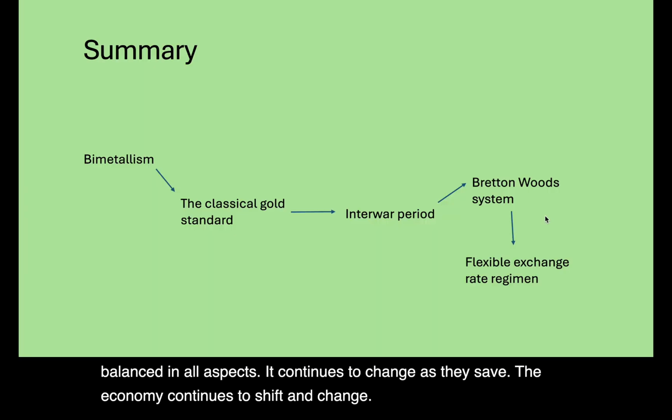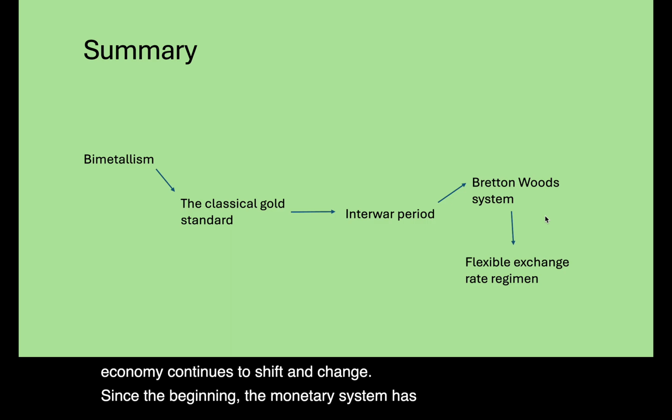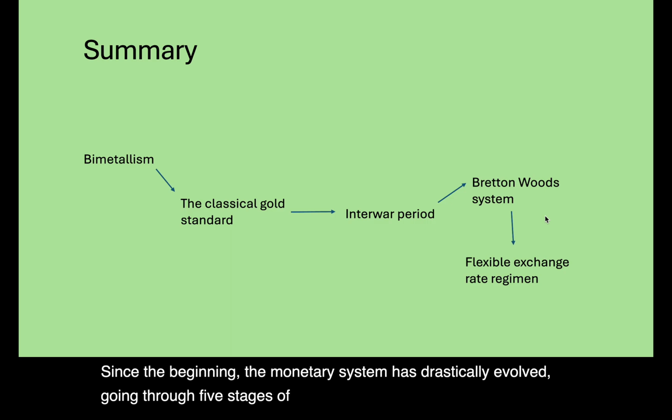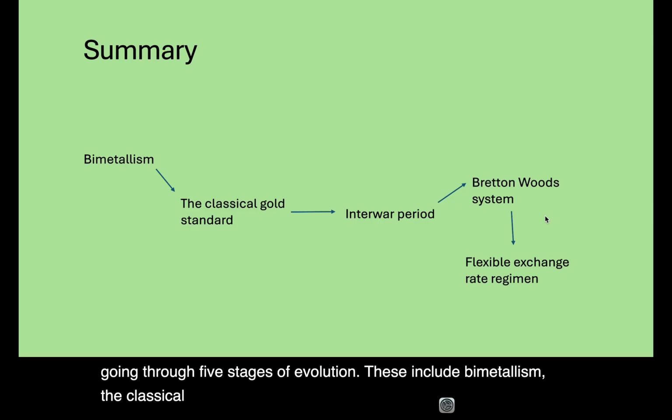Since the beginning, the monetary system has drastically evolved, going through 5 stages of evolution. These include bimetallism, the classical gold standard, the interwar period, the Bretton Woods system, and the flexible exchange rate regime.